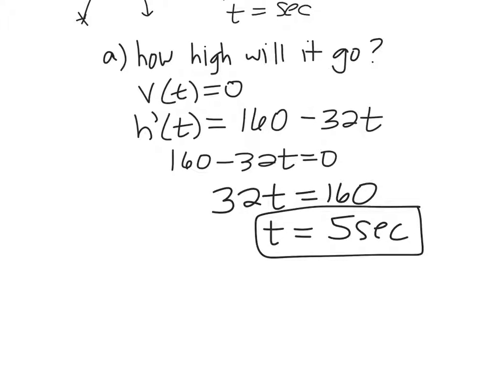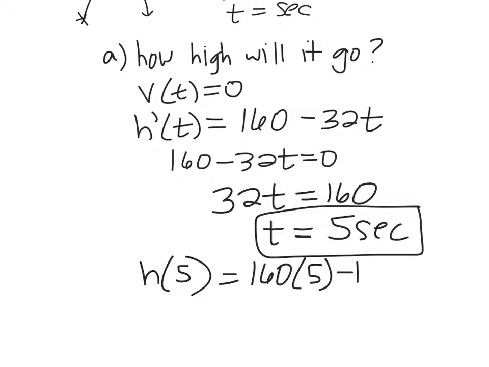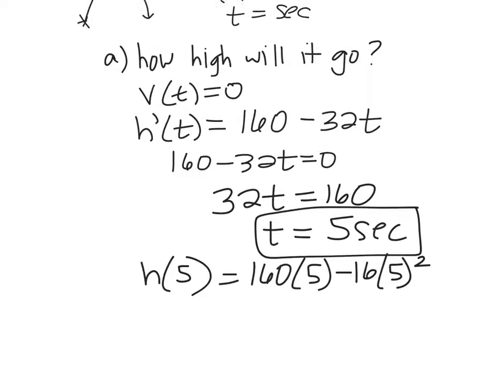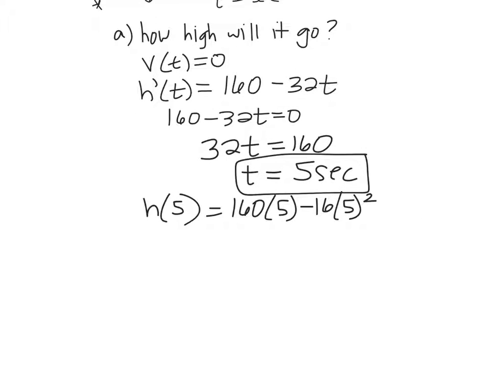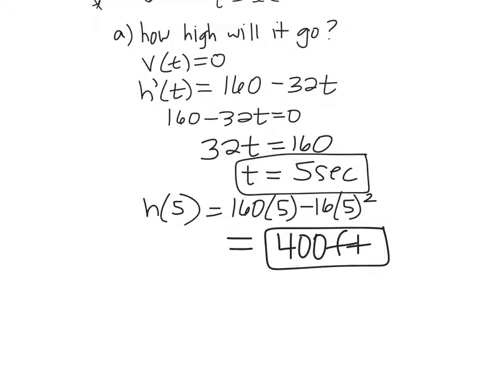Okay, so 5 seconds. And then they might, oh, well, that's not how high will it go. That's when it happens. And then to find out the height of it, you need to plug in h of 5. So h of 5 will be 160 times 5 minus 16 times 5 squared. So it happens at 5 seconds. That doesn't tell you how high it goes. And it reaches a height of 400 feet. There we go. Perfect.